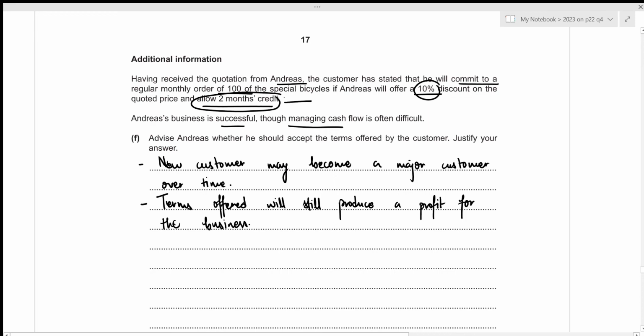And again, we're talking about credit. So what we can say is that Andreas should only accept the terms if sufficient creditworthiness checks are completed, because we need to know whether or not this new customer has the ability to pay us back after 2 months of credit. So Andreas should only allow credit if sufficient creditworthiness checks are completed.